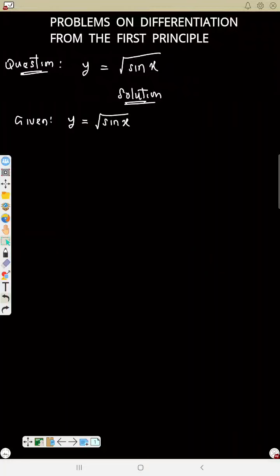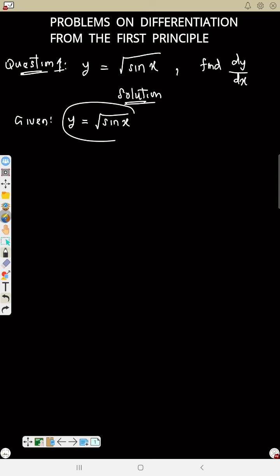Problems on differentiation from the first principle. Now let's start with question 1. Given that y is equal to square root of sine x, let's find dy/dx from the first principle.